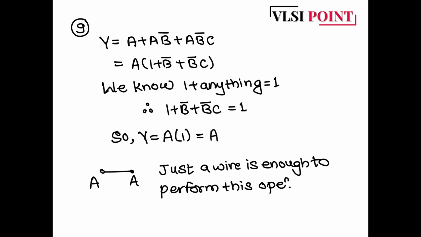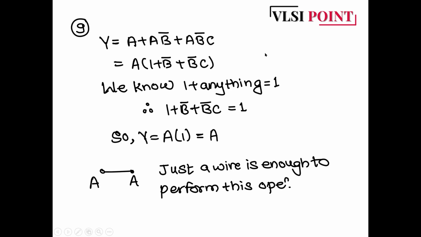Clearly, we can see here A is common in all the three terms of Y. If you take A outside, it is 1 plus B bar plus B bar C. So we know 1 plus anything is nothing but 1. If we are adding 1 plus any expression, whether it is B bar plus B bar C or whatever the function, the output will be 1.